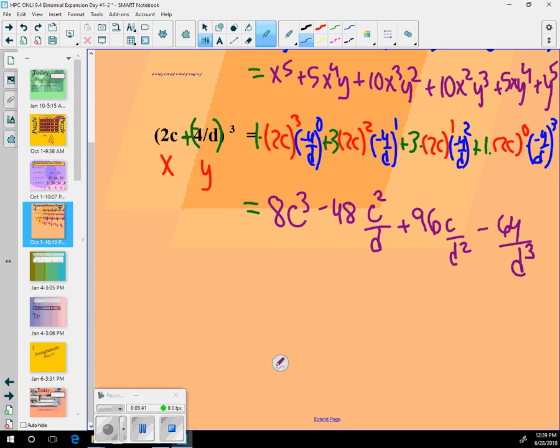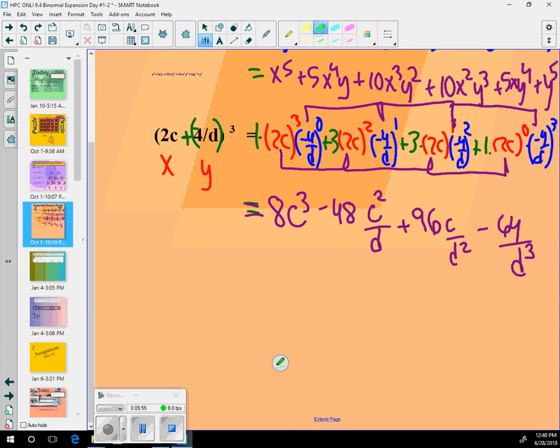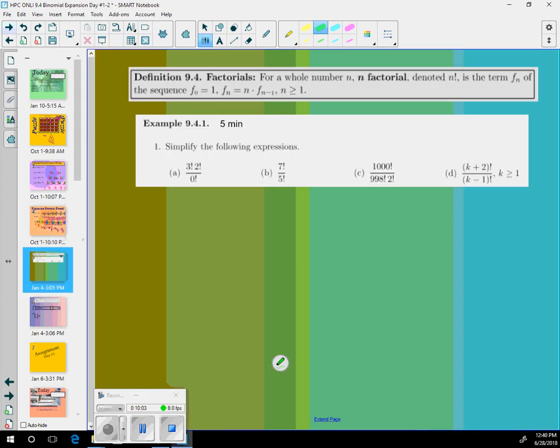So that's the expansion using the descending x's, the ascending y's, and then the coefficients from the Pascal's triangle. And that's using the pattern to expand.